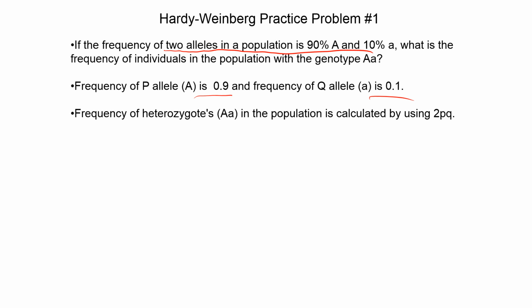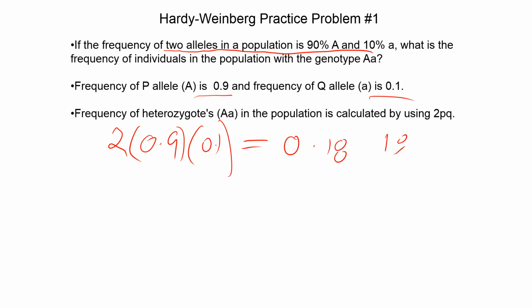So to determine the frequency of heterozygous individuals, recall that 2pq is the part of the equation that represents heterozygous individuals. All you do is 2 times 0.9 times 0.1, and that's going to give us 0.18, or 18%.